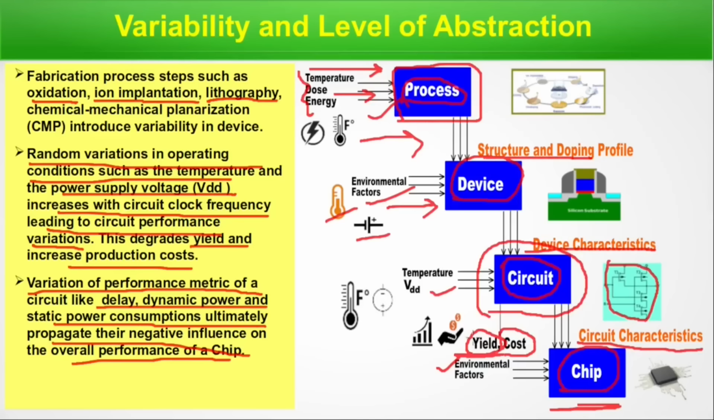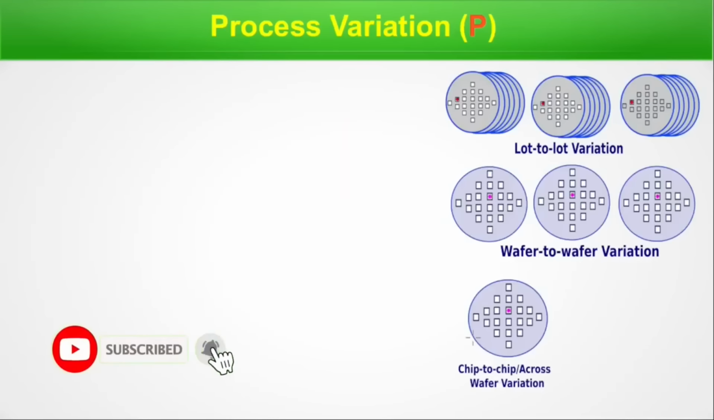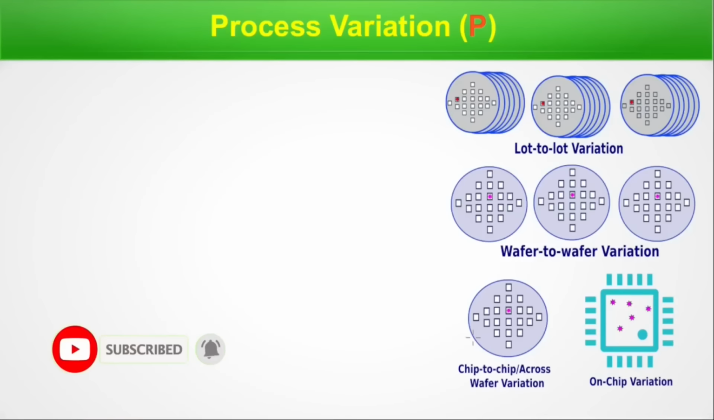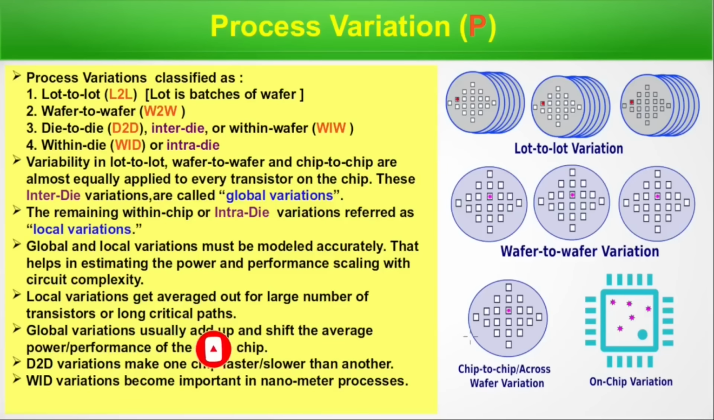So we are done with this slide. We will move to the next slide. Now process variation. Here we can see lot to lot variation, wafer to wafer variation, chip to chip or across wafer variation, and on chip variation. So we will now understand what these things are.